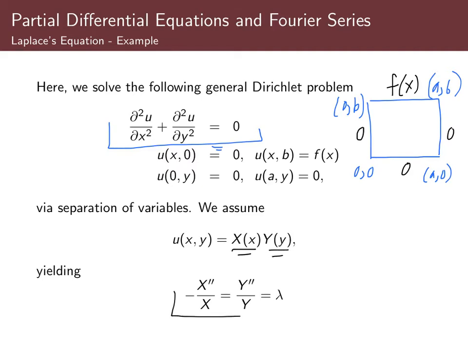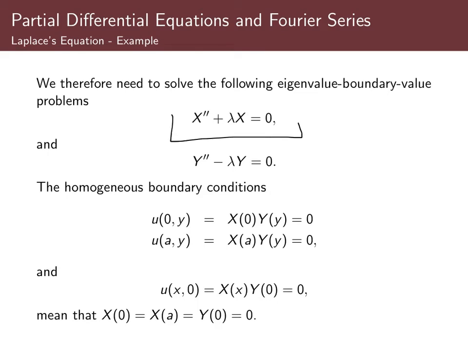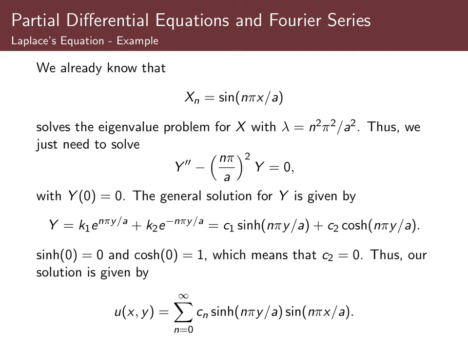And we get, again, a similar structure to the wave equation, which gives us two boundary value problems, one for x and one for y. We have the homogeneous boundary conditions giving us three boundaries that are 0, two for x and one of them for y. X solves the same boundary value problem that it has in the heat equation and the wave equation, so we know that X sub n is equal to sine of n pi x over a, and the eigenvalues again are n squared pi squared over a squared.